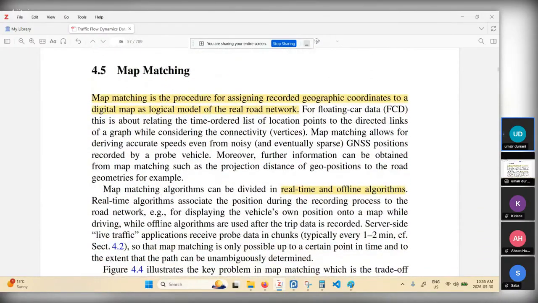All right, 5 minutes to go. We are going to quickly cover map matching, and then the second part of this chapter will be covered next week.